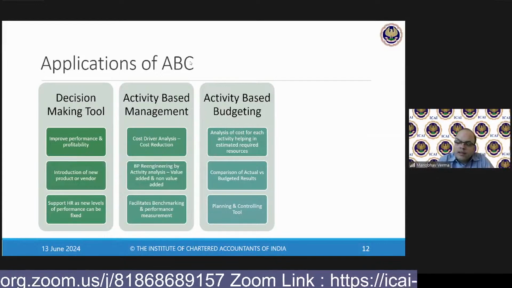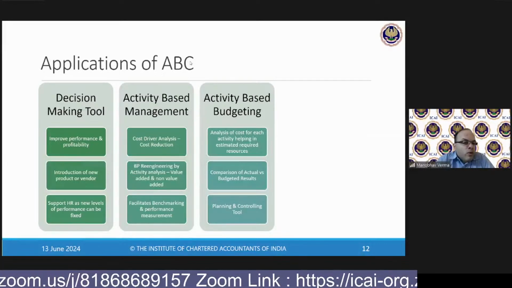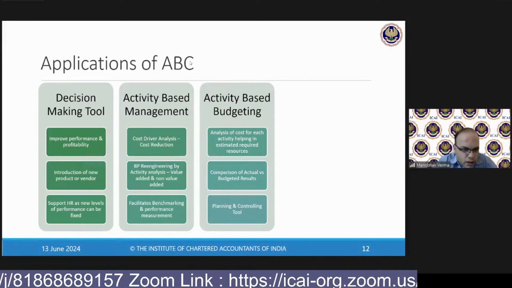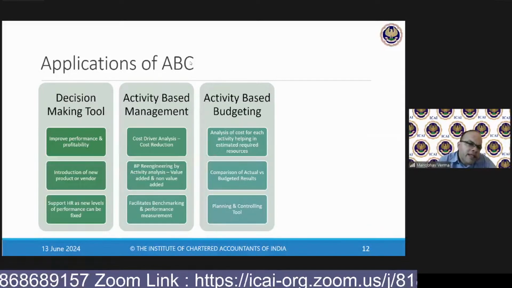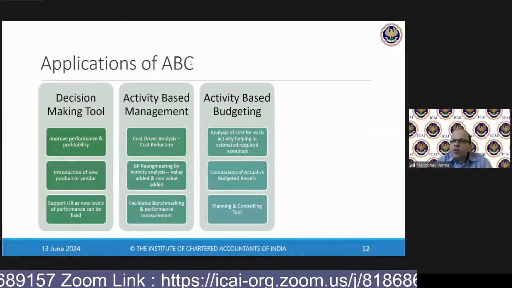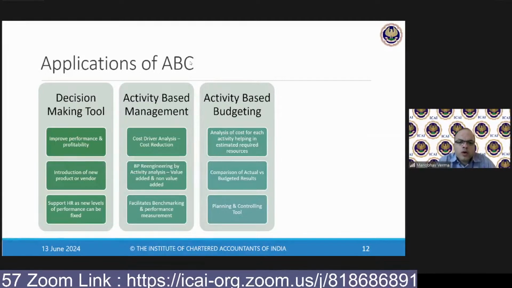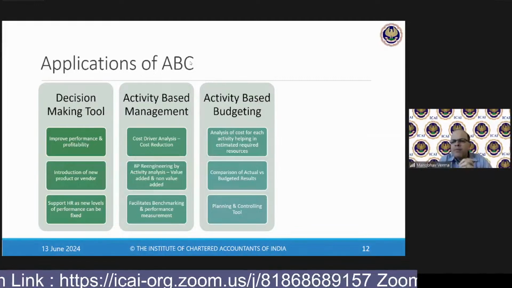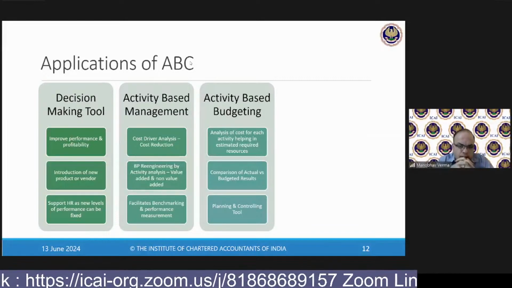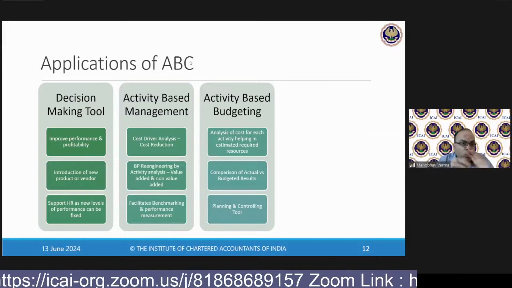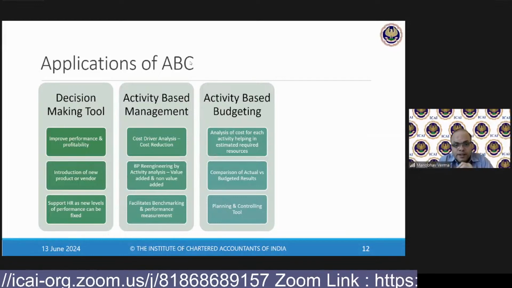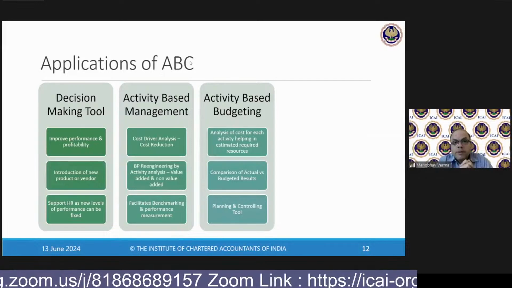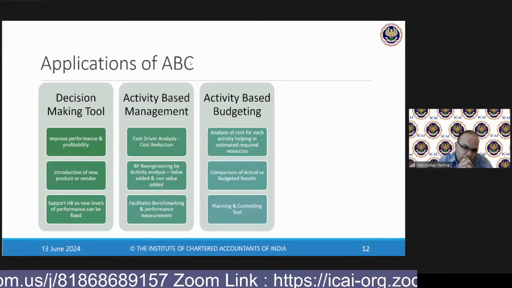Then there is one more interesting decision making tool in terms of a support role. With ABC in place, this can support other teams as well. We are talking about supporting HR here. How can it help human resources? Again, the same example: who is performing these activities? Individuals, team members, people in different departments.